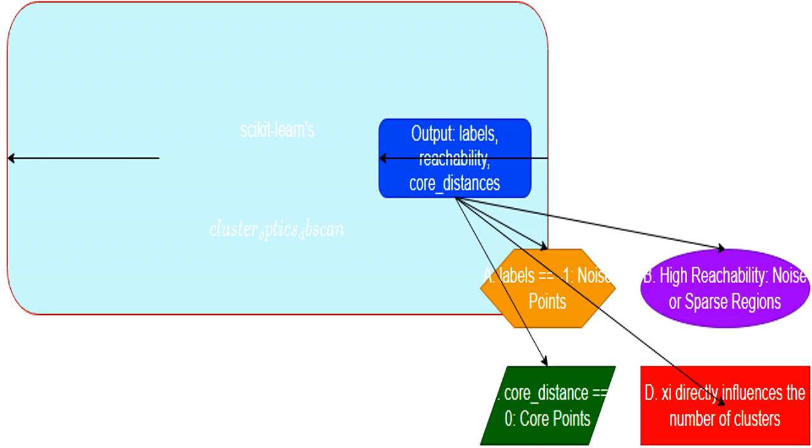Scikit-learn is a very popular Python library for machine learning. _cluster_optics_dbscan is a function within scikit-learn that performs the OPTICS clustering algorithm. This function takes your dataset as input and returns several key pieces of information, such as cluster assignments and distance metrics. It's like the clustering engine, doing the heavy lifting to separate data points into groups.